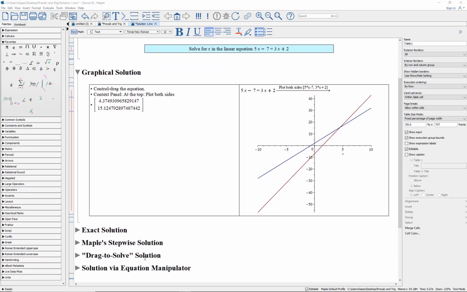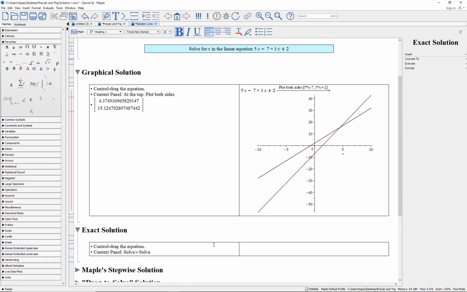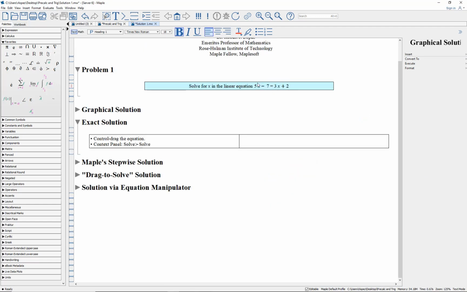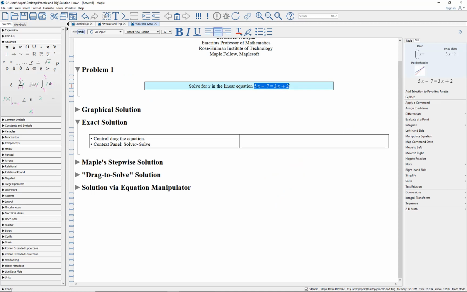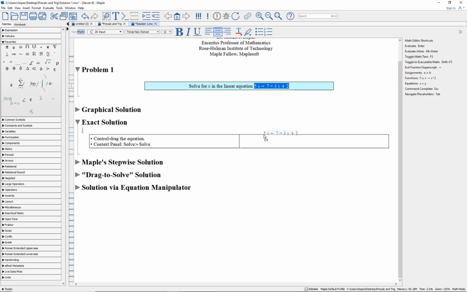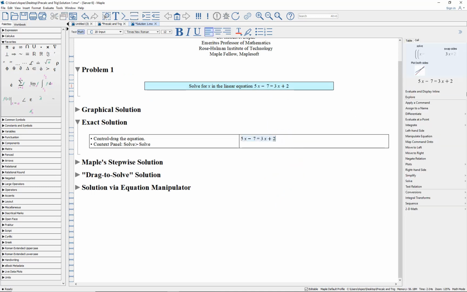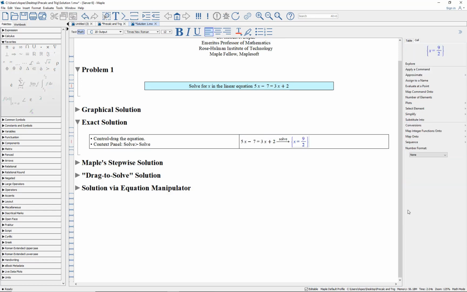Well, what about an exact solution? Well, again, we need the equation. Close that, bring this over with a control drag again. In the context panel, we find a solve, and the simplest solve will work. The answer is X is 9/2.